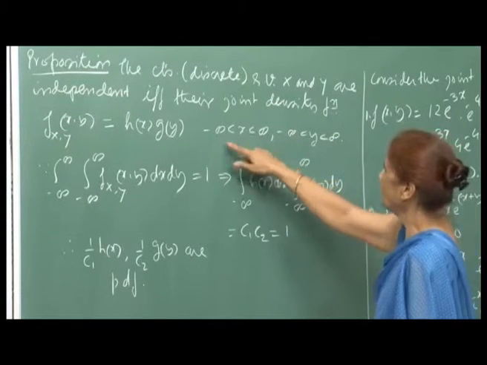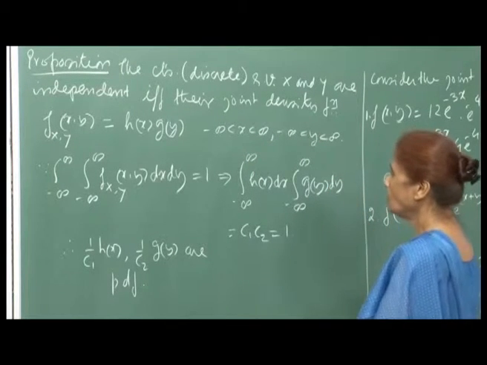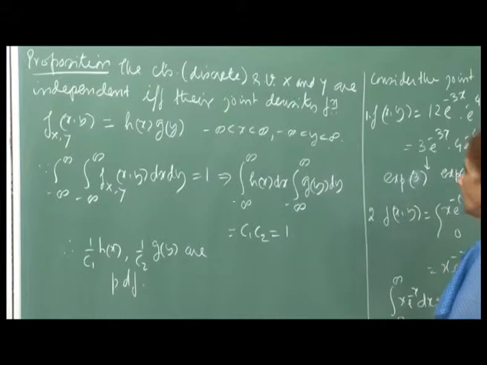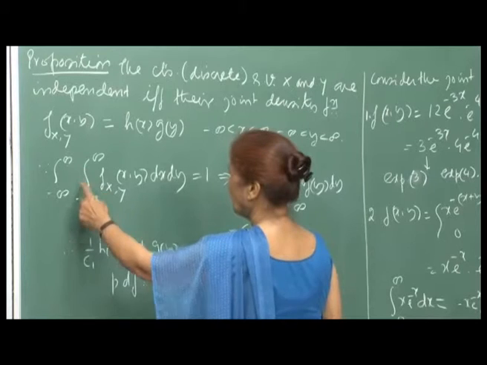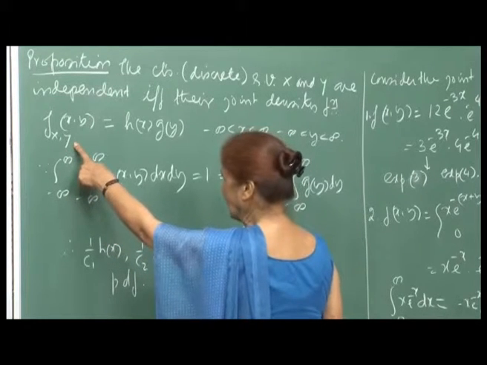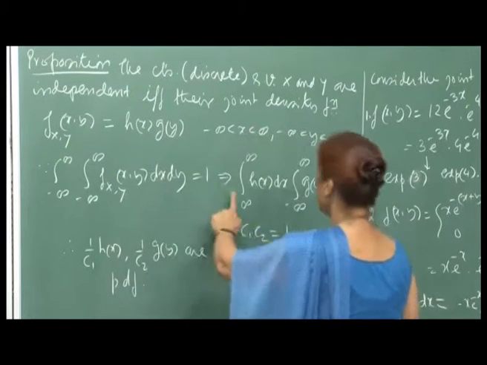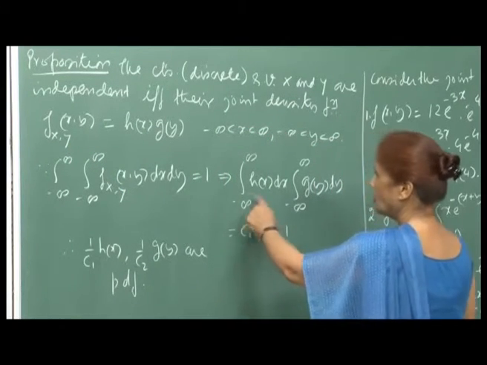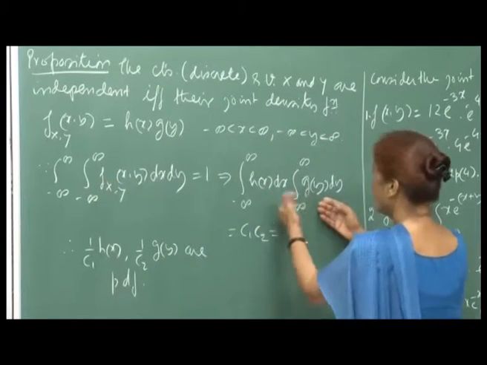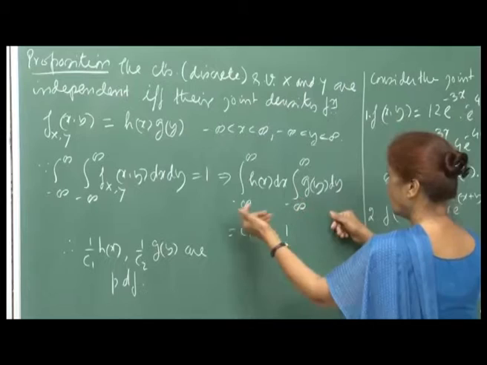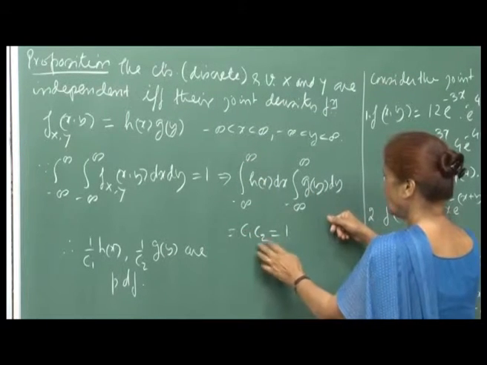So, x varies from minus infinity to infinity, y varies from minus infinity to infinity, right. And what we are saying is that since the double integral here is equal to 1, because this is a PDF, when you replace this by h(x) into g(y), the integral separates into two single integrals, and so this will have to be something like C1 and this is C2. So, this product is 1.